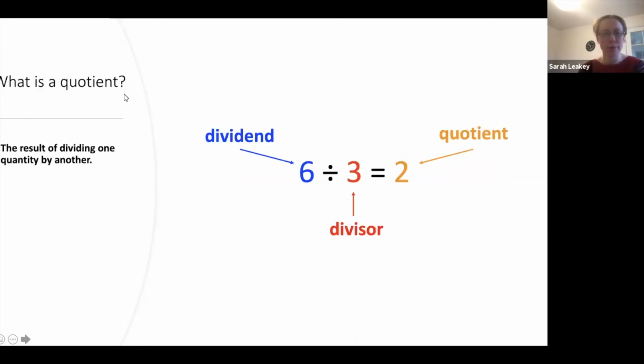So just to introduce a bit of language in case you're not sure, the quotient is the result of dividing one number by another number. So in an equation like this, this is the dividend, this is the divisor, and this is known as the quotient.